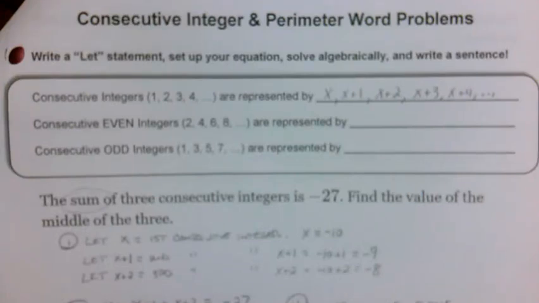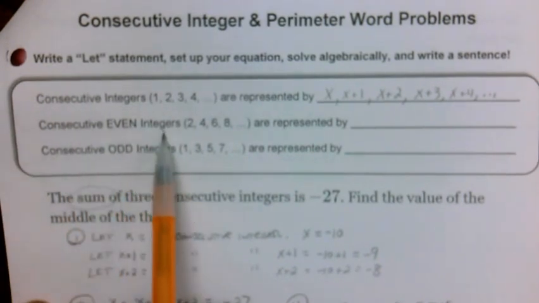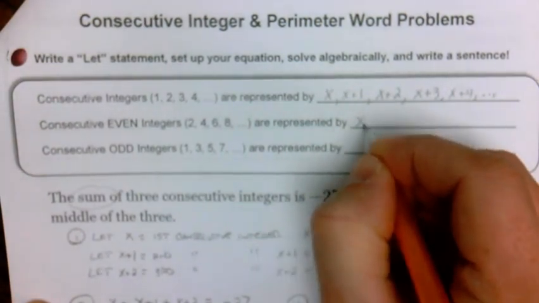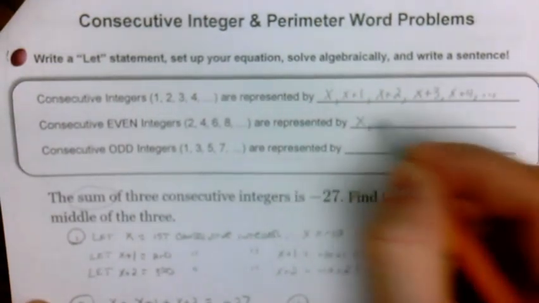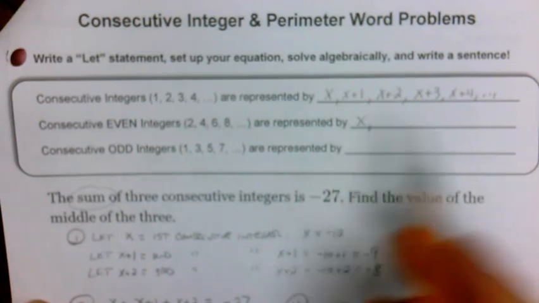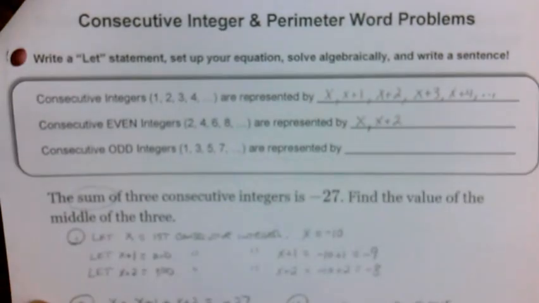Now, sometimes the questions that we work on are going to ask you to find consecutive even integers. Consecutive even integers are even numbers in a row: 2, 4, 6, 8, etc. So if we represent them algebraically, again, the first one's always going to be some variable. I'll call it x. And to get to my next even number, if x is even, I have to take that number and add 2 to that value.